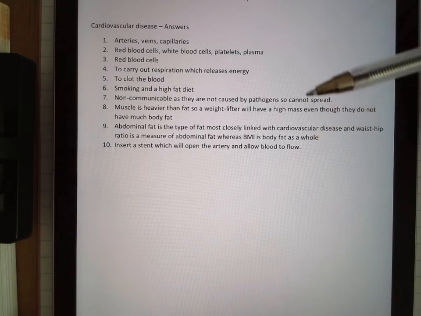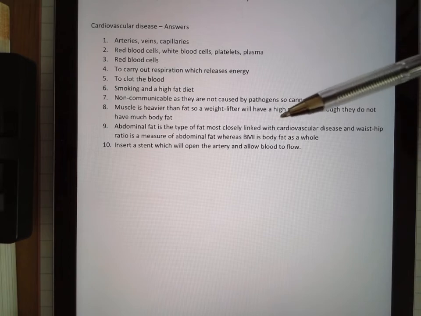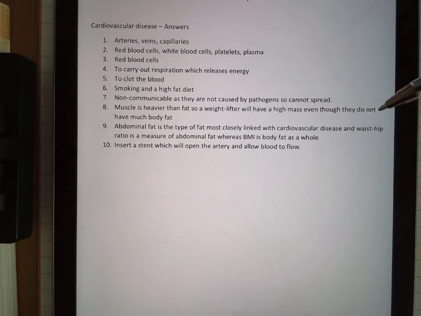It just means that they're heavy. And in this case, they're heavy because they've got lots of muscle. They're not heavy because they've got lots of fat. So in cases of the kind of extreme athletes, the BMI is a really poor indicator, and it's not accurate at all. In question number 9, I mentioned that abdominal fat is the fat most closely linked with cardiovascular disease.